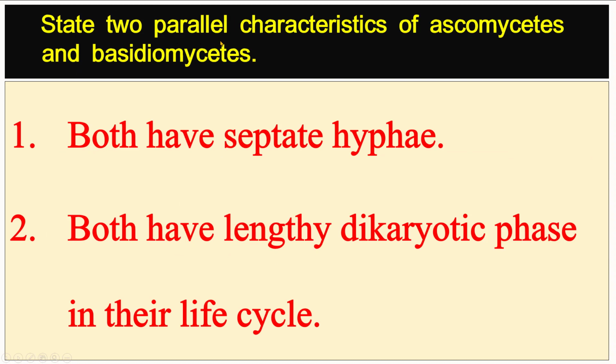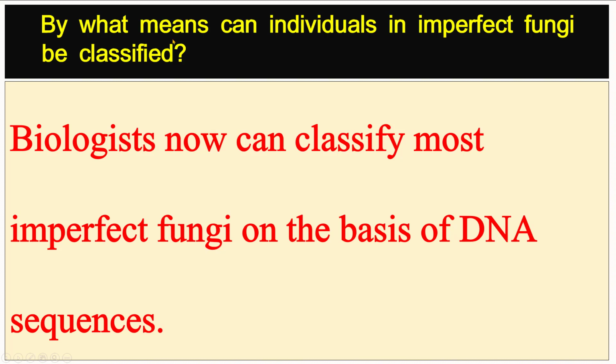State two parallel characteristics of ascomycetes and basidiomycetes. Number 1. Both have septate hyphae. Number 2. Both have lengthy dikaryotic phase in their life cycle. By what means can individuals in imperfect fungi be classified? Biologists now can classify most imperfect fungi on the basis of DNA sequences.